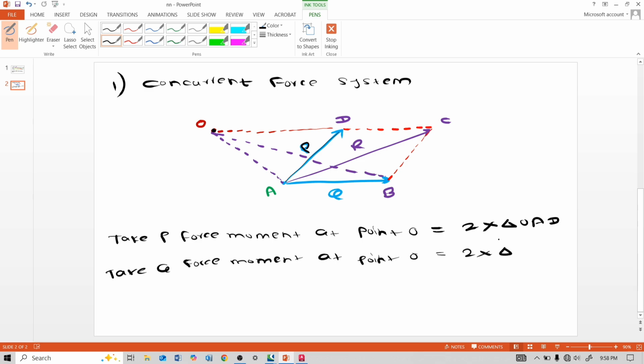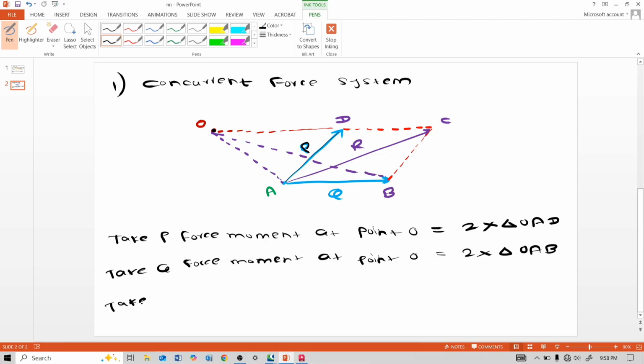2 into triangle OAB. This Q force, where we are taking moment at point O. So between this Q force AB and O, the triangle is OAB. And about the resultant, see, this resultant is the AC force, and we will take moment at point O. So AC and O, so OAC.